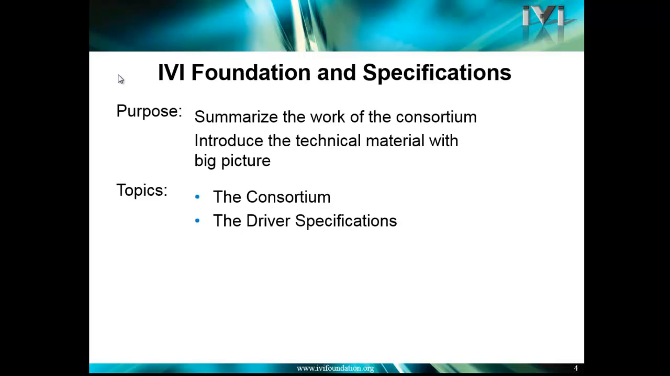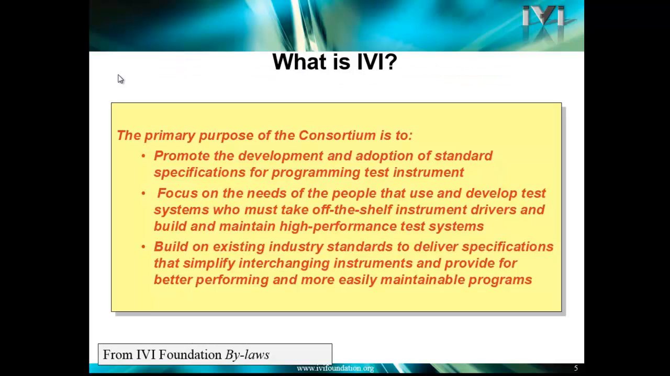This section describes the IVI Foundation itself and the specifications that it works with and some of their interaction with the other specifications. The primary purpose of the IVI consortium is expressed here from the IVI Foundation bylaws, and that's to promote the development and adoption of standard specifications for programming test instruments. That's a fairly broad charter and reflects the consortium's involvement in things from basic instrument I/O up through high-level programmatic interfaces for instruments.